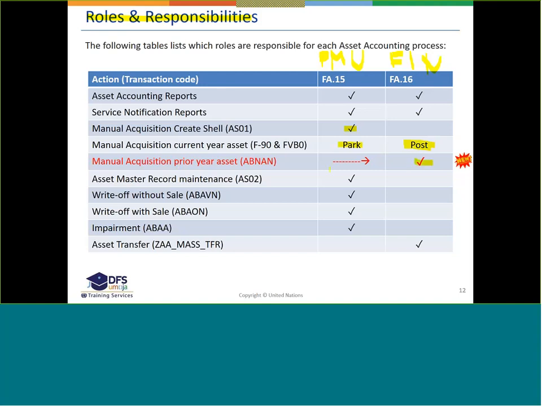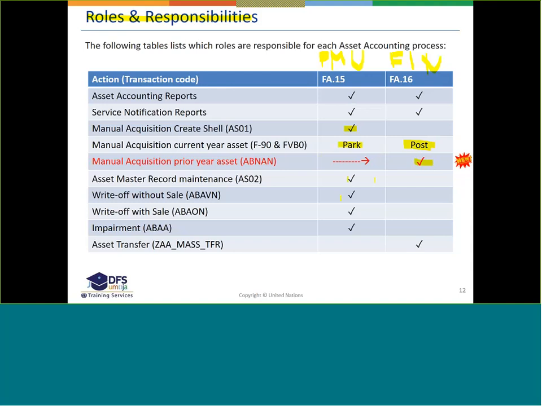And then manual acquisitions of prior year, that is done with Abnan. Now it's under FA16. At the beginning, when we delivered the training, it was under FA15, but this was moved already, I think, some months ago. It's transferred to finance. Okay, so manual acquisition for prior years is under finance.